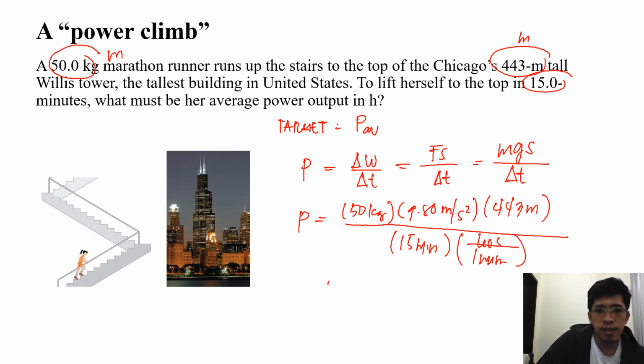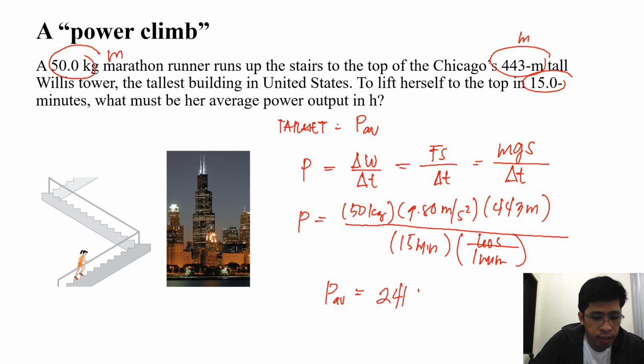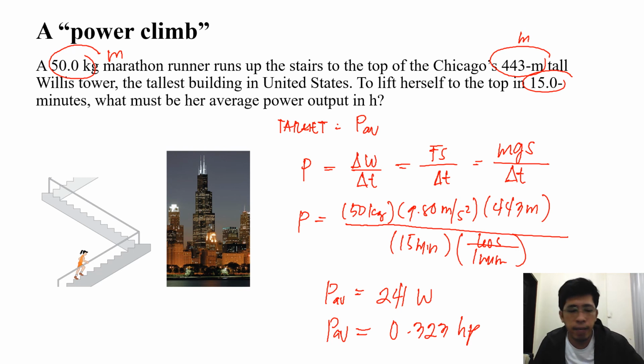Okay, so using your calculators, let's calculate this. You get an average power equal to 241 watts, or in horsepower, this is equal to 0.323 horsepower. You just use your conversion of units on the previous slide.